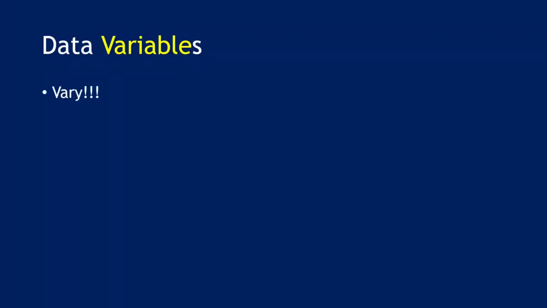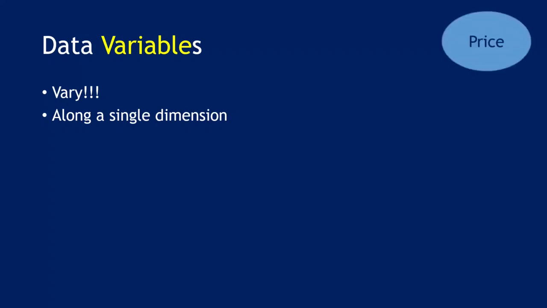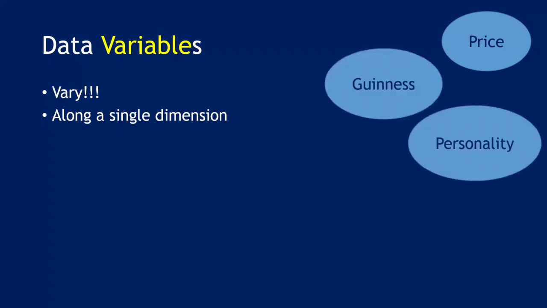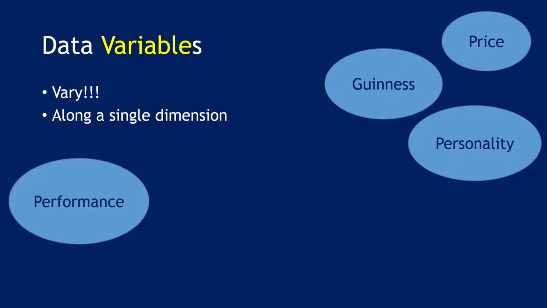So variables, okay? The key point about variables is that they vary, and they vary along a single dimension. So we want to make sure that our variables measure something as narrow as possible, so they only vary along a very specific dimension. Some of the variables that we can look at are, for example, price and personality. People vary in terms of personality. Products vary in terms of price. Guinness: do you like Guinness or not? People vary on that dimension.